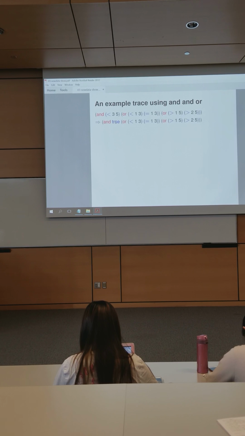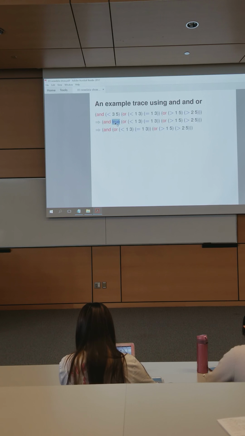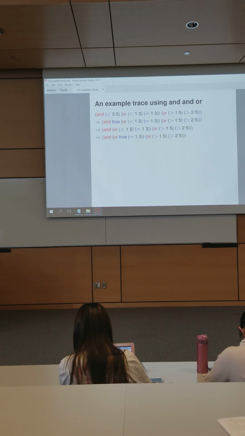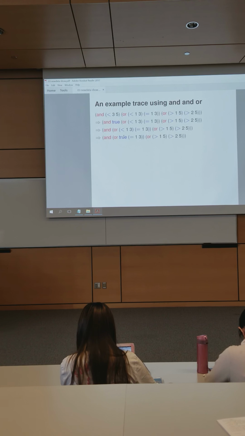Now, and true followed by something else. It just takes away the and, it takes away the true, it goes to the next thing. This is the next thing. So OR, this is the next thing that gets evaluated, and this returns true. OR true followed by something else just returns true. So we don't look at this. This whole thing just returns true. So this whole thing turned into a true.